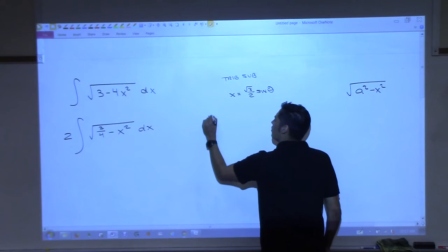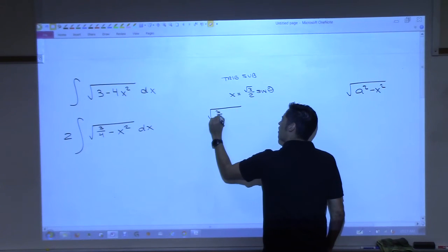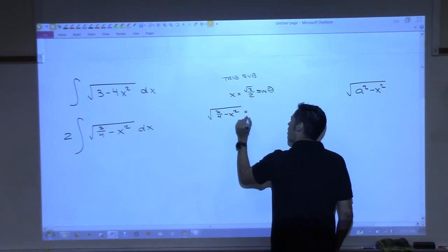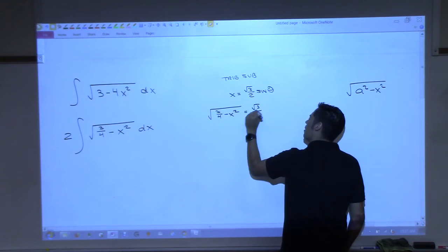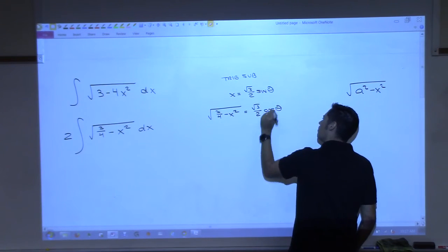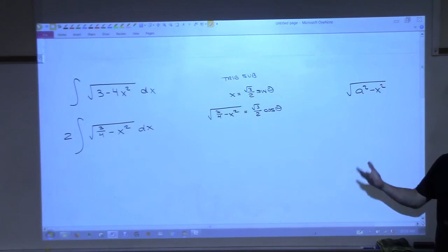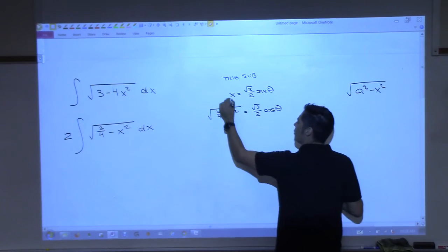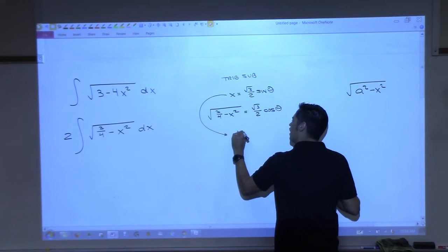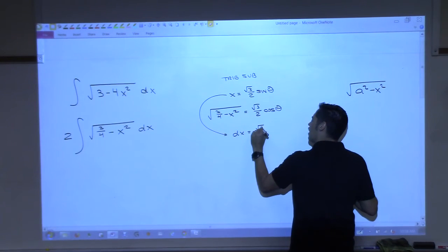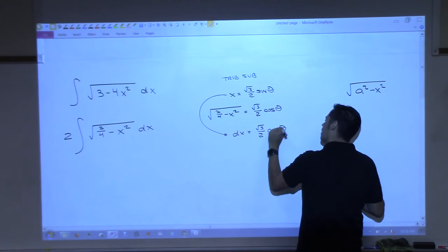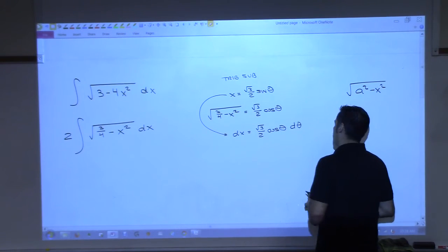The square root of 3/4 minus x squared, automatically we know this turns into root 3 over 2 cosine theta, right? That's the formula. That's what we showed in the very beginning. And we also know that dx is going to be root 3 over 2 cosine theta d theta.